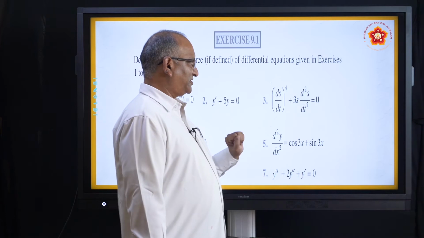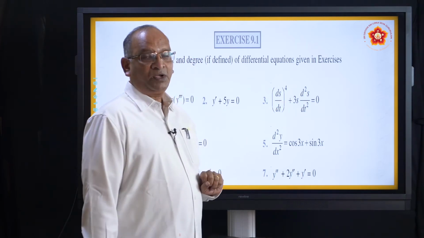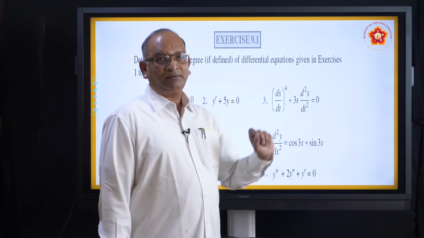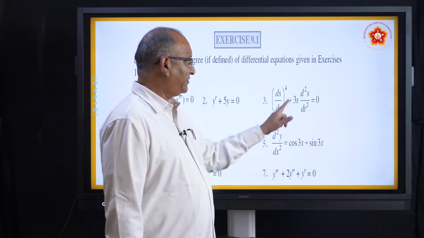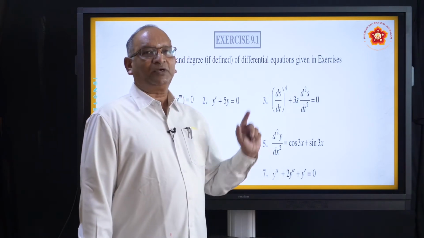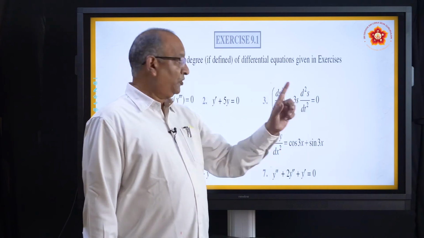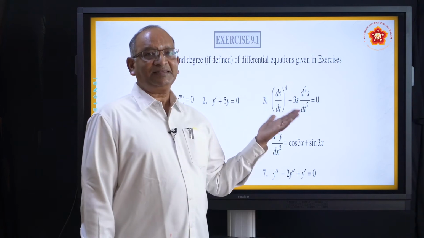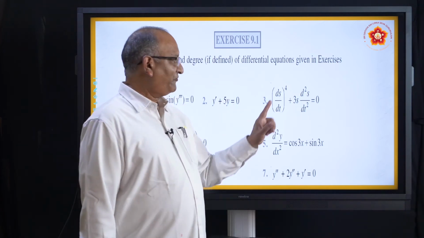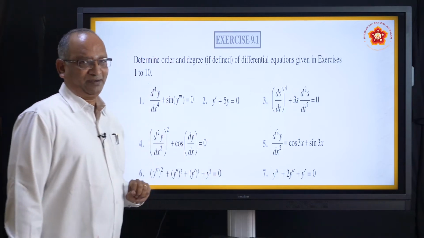So look at this equation. It has got second order derivative. It has got first order derivative. How do you define the order? Highest order derivative. So what is the highest order derivative? Second order derivative. So its order is 2. What is its power? You don't look at the power of ds by dt. You look at the power of that. Nothing is given. It means it is 1. So for the third equation, the order is 2, but degree is 1.